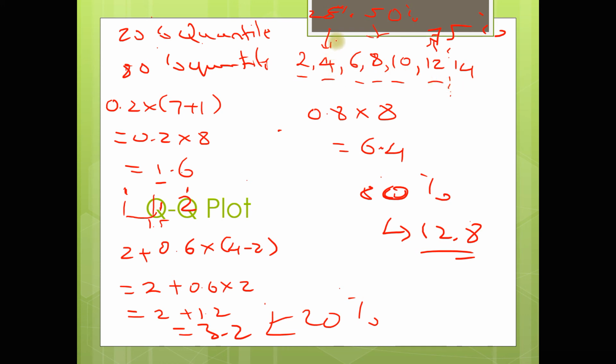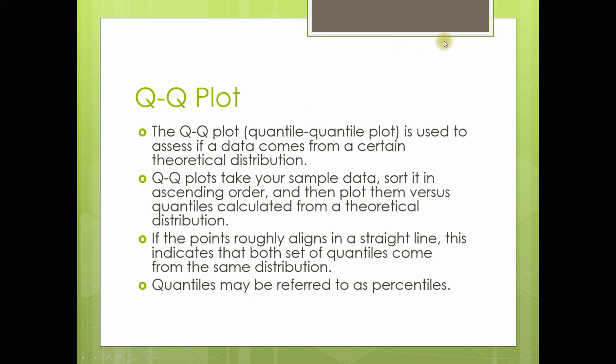In the case of 25%, it means that 25% of the data is found less than or equal to 4, and in the case of 75%, it means that 75% of data is less than or equal to 12. So we can relate that same concept to the concept of probability. If you understood this well, now we can get into the concept of QQ plot. What is a QQ plot?